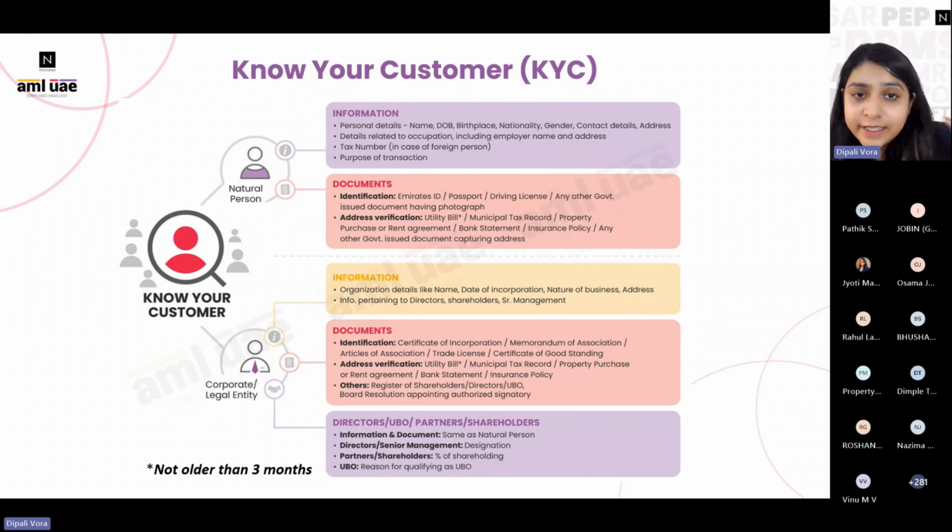So for the ultimate beneficial owner, we are required to seek ID and address verification, same as we do when dealing with the natural person. That information must be taken from the UBO. In the ensuing slides, we are going to discuss how to identify a UBO. I'll leave that topic here because I'm going to continue in the next slide.